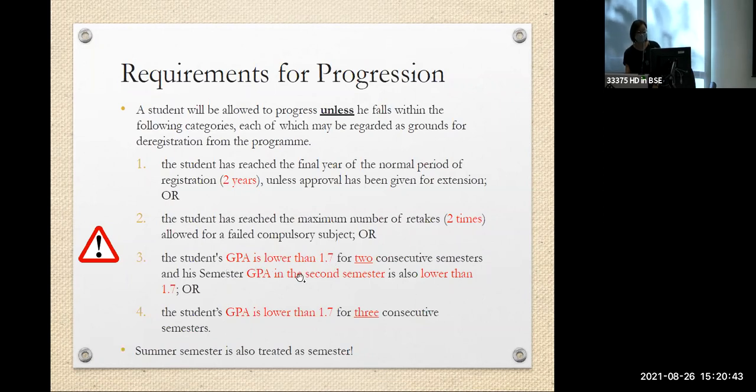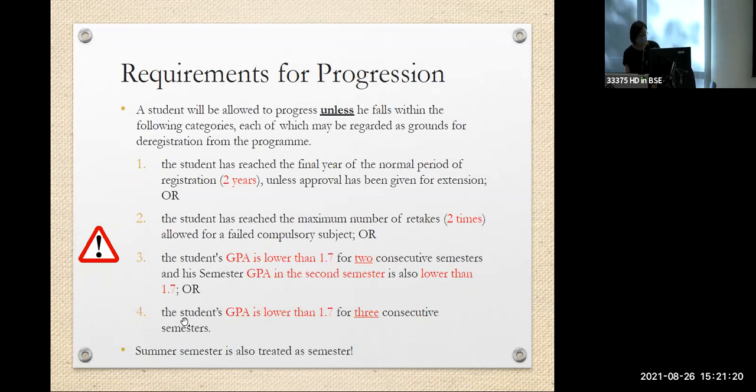So if your GPA is lower than 1.7 for 2 consecutive semesters, 連續2個 sem GPA 低過 1.7, and the semester GPA in the second semester is also lower than 1.7, then you need to be deregistered. Okay, 連續2個 sem GPA 低過 1.7, 而最近嗰個 sem GPA 都係低過 1.7, 咁就要 dereg。即係要退學㗎啦。Okay, so don't fall into this category.